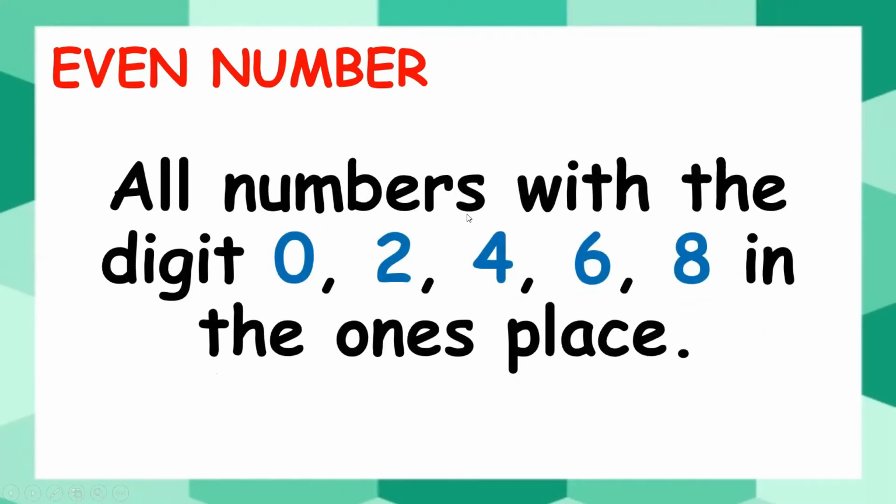Okay, so let's learn what is an even number. All numbers with the digit 0, 2, 4, 6, and 8 in the ones place are called even numbers. One more time. All numbers with the digit 0, 2, 4, 6, or 8 in the ones place are called even numbers. Okay, so let's have an example.